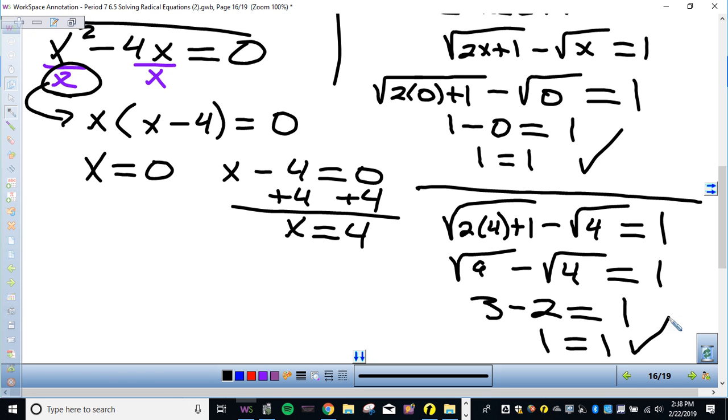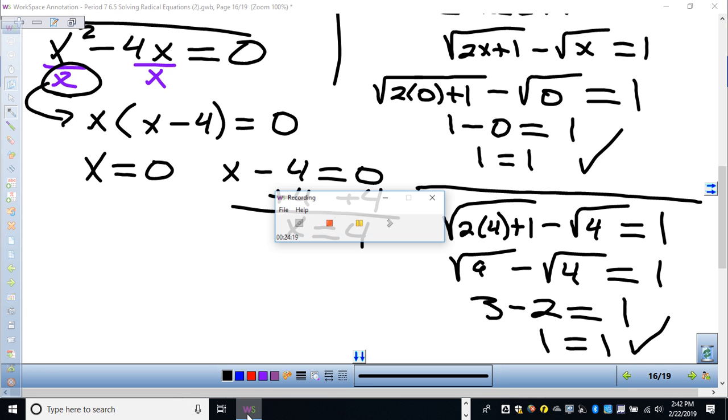So that is it. Your homework is page 395, 9 through 43, odd. So get on it, because when you get to these problems, it takes a while, right? 9 through 43 odd.